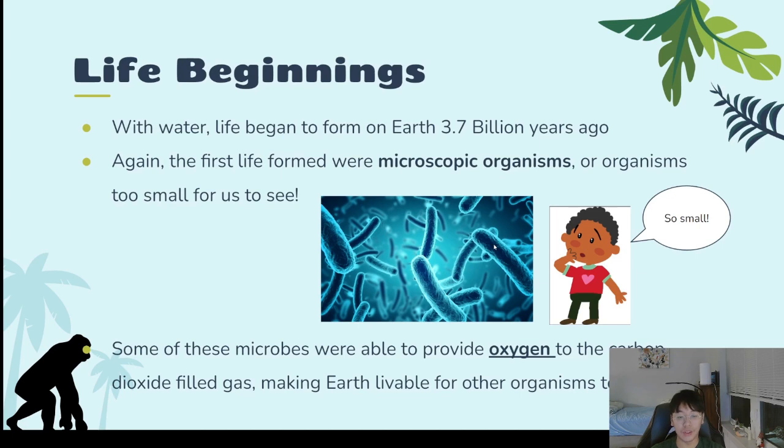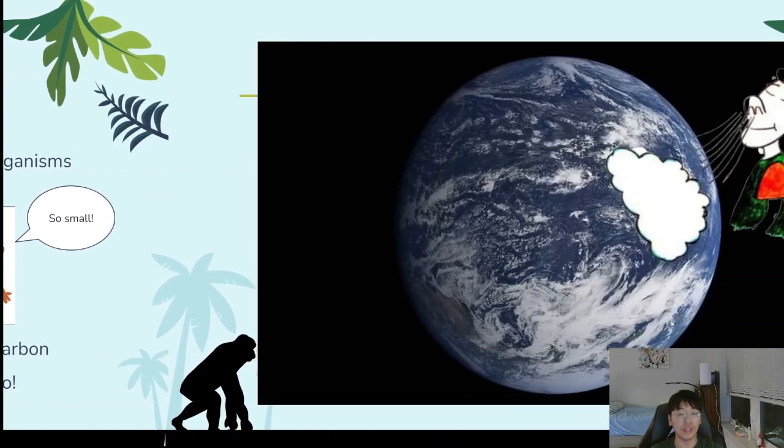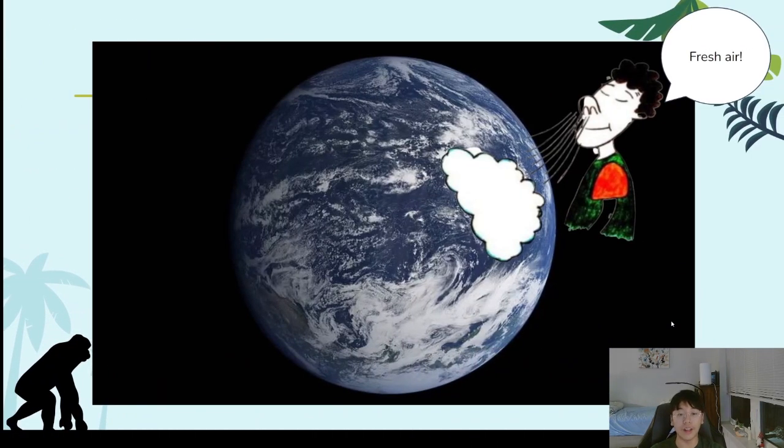And some of these microbes were able to provide oxygen to the carbon dioxide filled gas, making Earth livable for other organisms too. So oxygen, as you might know, is what we breathe and what our body takes in. Oxygen is also important because we needed it to live our everyday lives. So this person is breathing air that has oxygen, and he's saying fresh air. Of course, fresh air was created, like the picture here.